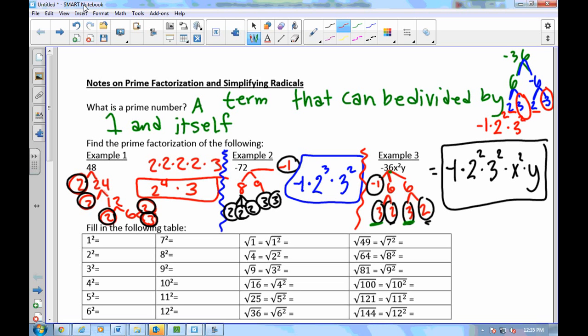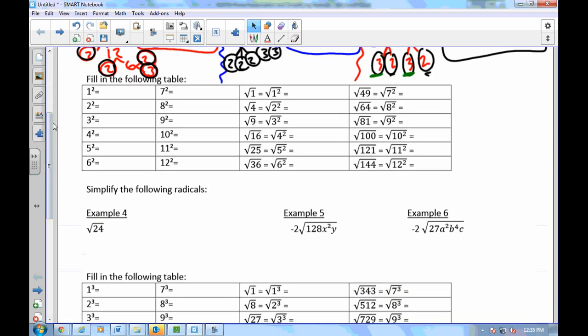Okay? So down below there's a chart. I'm going to use the mouse because it's not like my finger today. Fill in the following table with no calculators. I want you to fill in the first 2 columns, 1 squared to 12 squared. Remember, the square means 12 squared is 12 times 12. 5 squared is 5 times 5. Without a calculator, please fill in the columns. 1 squared all the way through 12 squared, the first 2 columns.